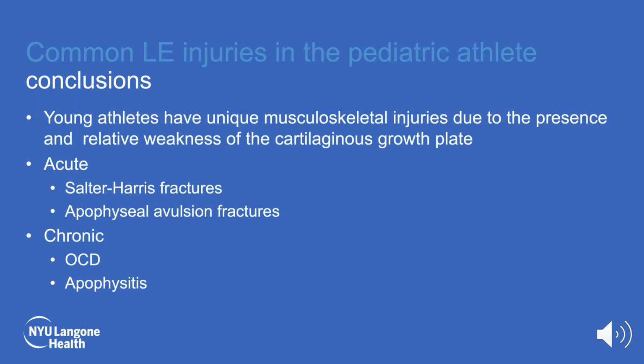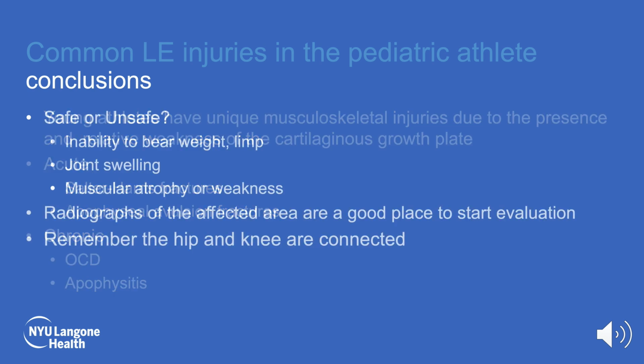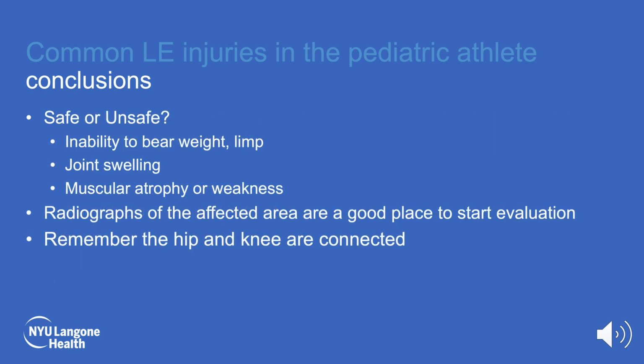All right, so in conclusion, young athletes have unique musculoskeletal injuries due to the presence and relative weakness of the cartilaginous growth plate, and these can be acute, like a Salter-Harris fracture, or an apophyseal avulsion fracture, or they can be more chronic, like osteochondritis dissecans or apophysitis. My typical treatment approach is, is it safe or unsafe to let them continue to play? Are they going to make a problem worse or cause a long-term problem?